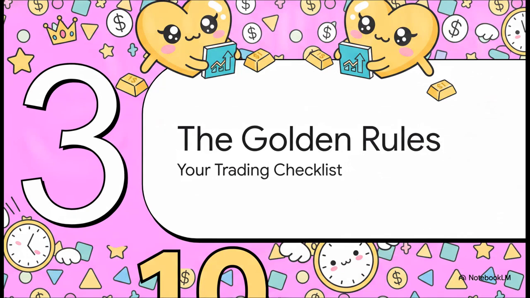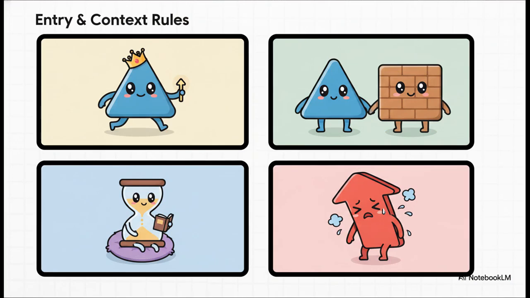All right, let's hit Section 3, the golden rules, which is essentially your trading checklist. So now that we know how to read the market's heartbeat, we definitely need some rules of engagement. These are the absolute golden rules every KRIT Academy student has to memorize. Let's group the first set together for entry in context. Rule 1, always trade with the dominant delta. Seriously, do not fight the tape.